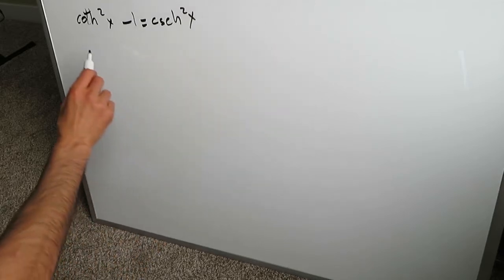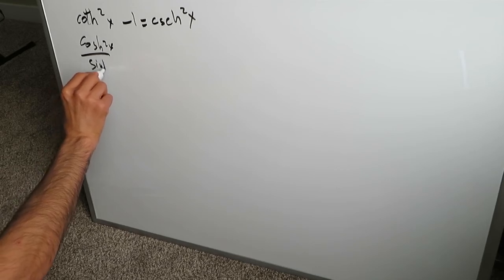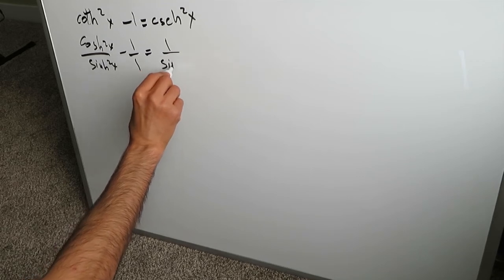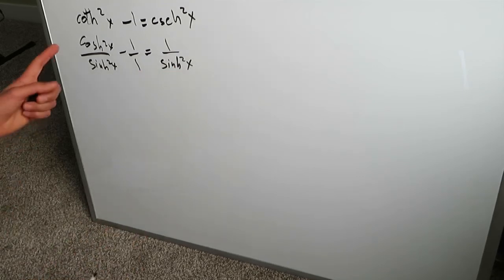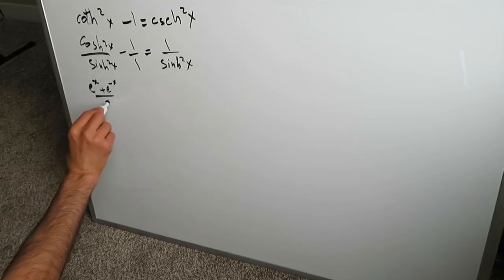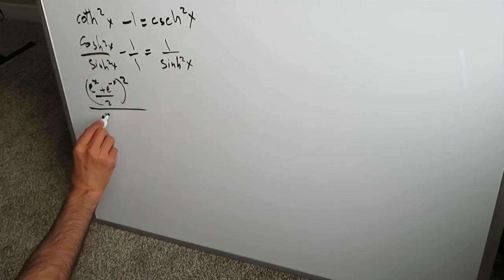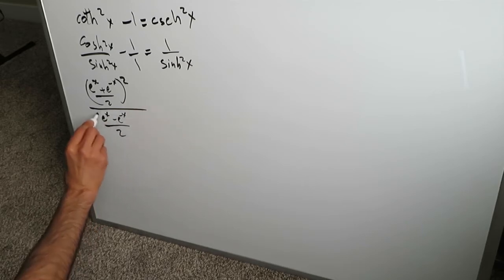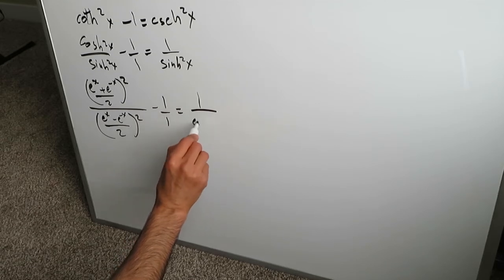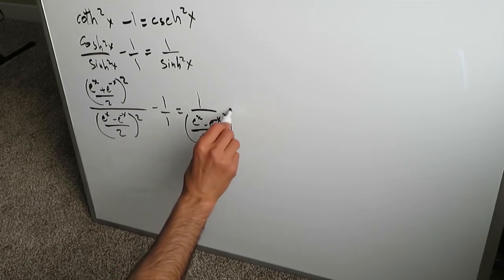I erase those over here just to create space. You know this is going to be cosh square x over sinh square x minus 1 over 1 is equal to 1 over sinh square x. Now start plugging away over here. You can have (e to the x plus e to the minus x over 2) square. This is my cosh square playing over there. Now this will be (e to the x minus e to the minus x over 2) square, minus 1 over 1, is equal to 1 over (e to the x minus e to the minus x over 2) square.